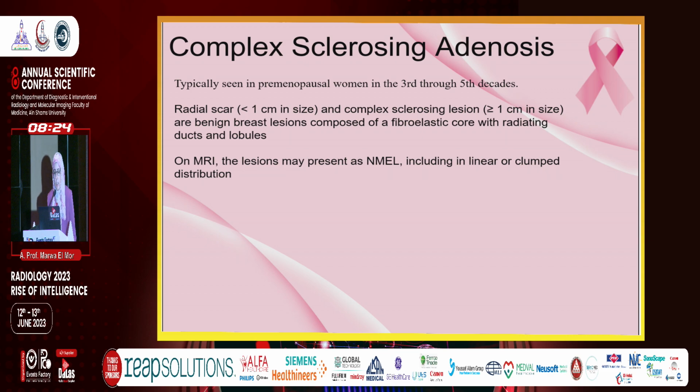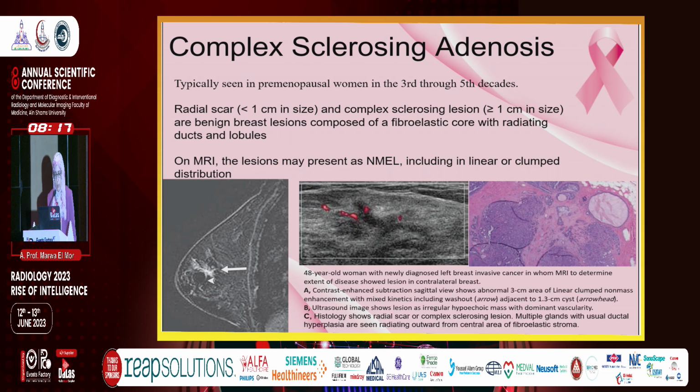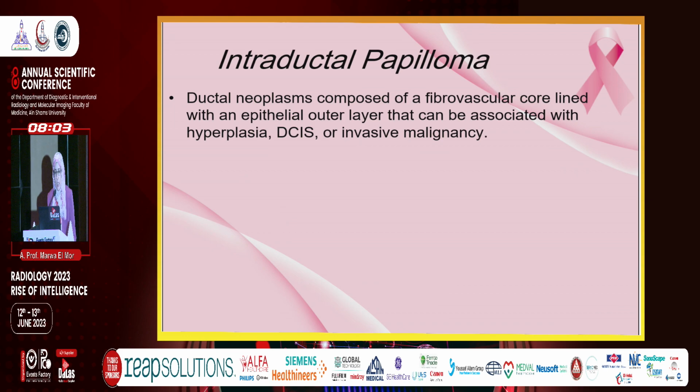On MRI, lesions may present as non-mass enhancement, including linear or clumped distribution. As we can see here, this is a linear branching clumped pattern of enhancement. There was a corresponding ultrasound correlate, and on biopsy it was found to be complex sclerosing adenosis.